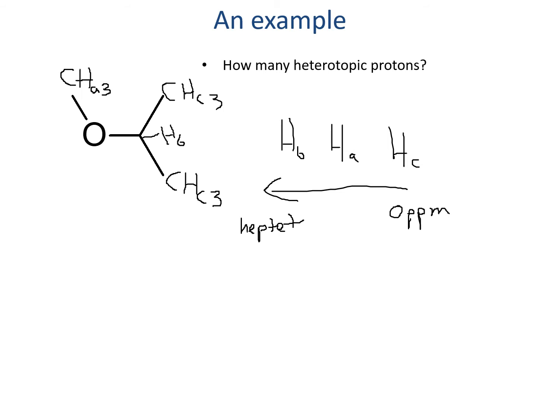If we look at HA, HA doesn't have any neighbors other than itself that are within 3 bonds, and so we should see a singlet for HA. And finally, we have HC. HC should only be split by HB. There's only 1 HB, and so we should see HC show up as a doublet.